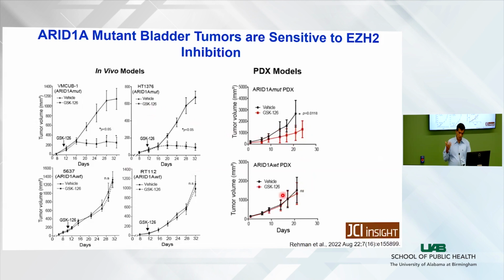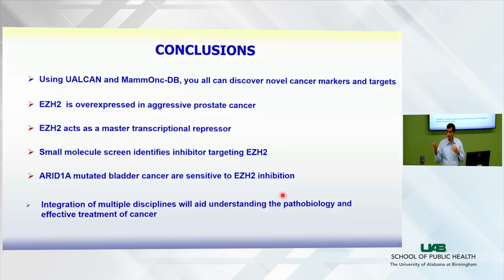Okay. So in conclusion, we can use a lot of this public data through different web platforms, including our web platform, which you all can use to identify specific targets. And we did a lot of biology work on different targets. EZH2 is one of them, for which now there are FDA-approved drugs. And of course, integration of all this data is very important in developing new targets, understanding pathobiology, and finally, effective treatment of individual cancer patients.